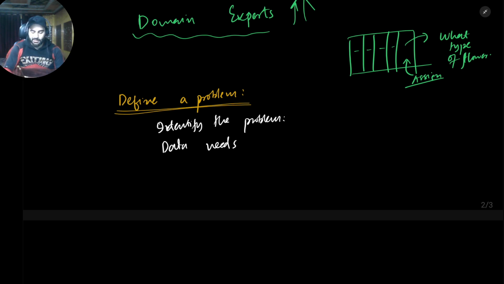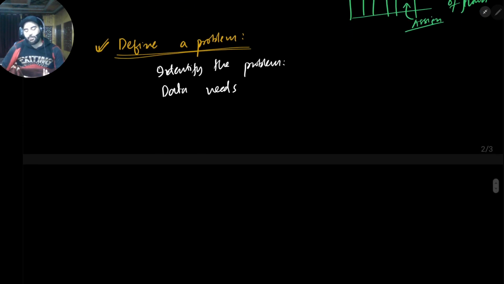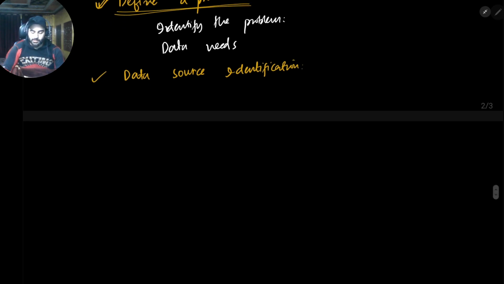So I think define the problem, now you are done with this step. Let's suppose you are done with this. You defined the problem, you identified the problems, and you saw what the needs of our data are. Then you will have this data source identification. In this, you'll have two sources. One's called the primary source and the secondary source.